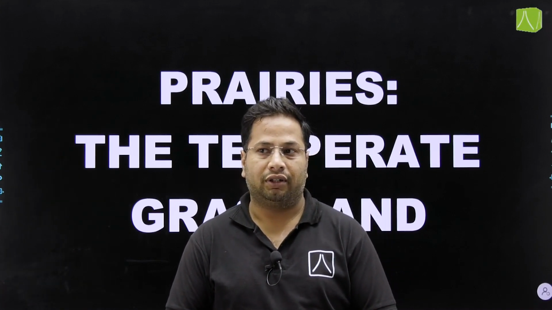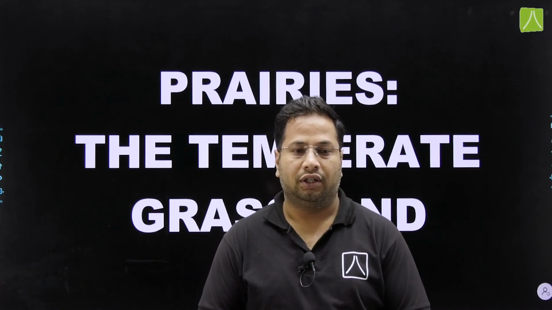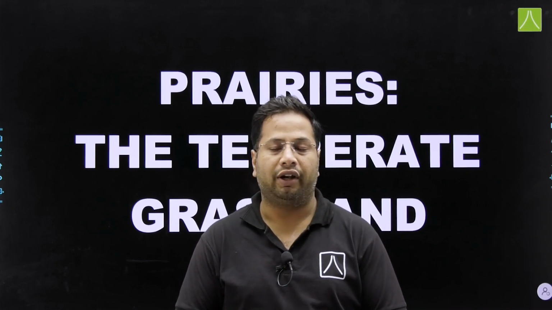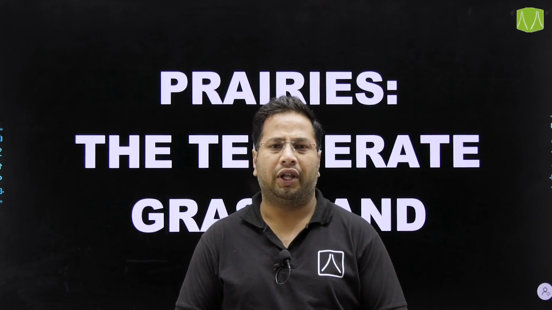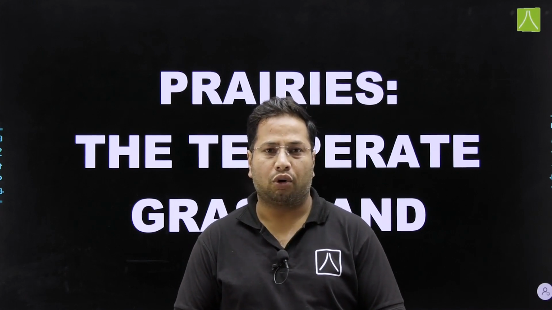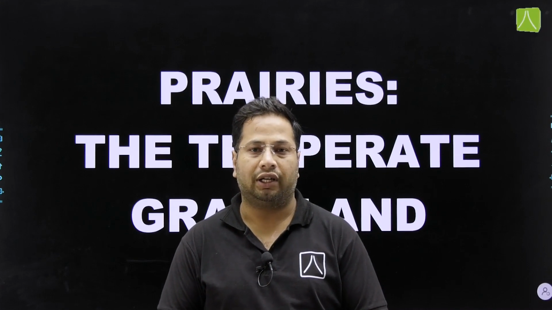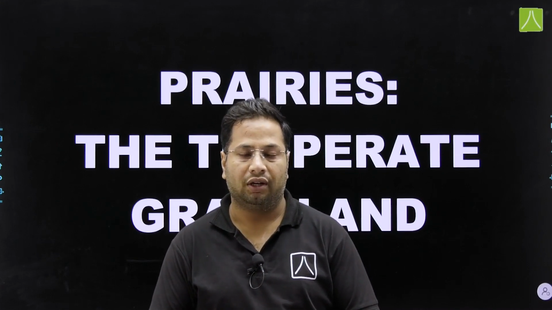Now Prairies is a temperate grassland which was extensively used for herding in earlier time periods, but nowadays it is more commonly used for agriculture purposes. Prairies is a grassland which is found in North America.